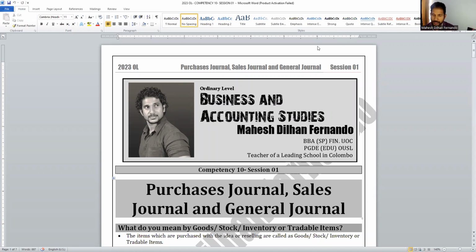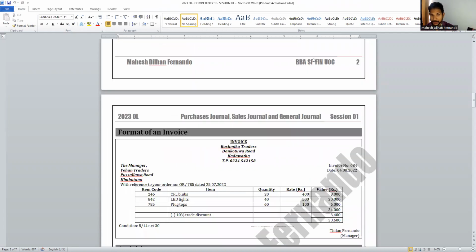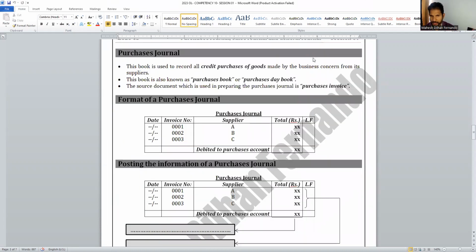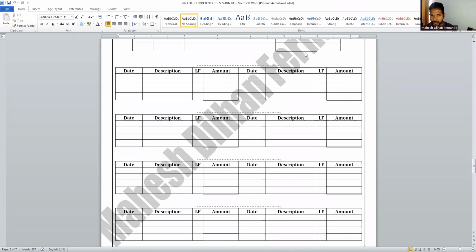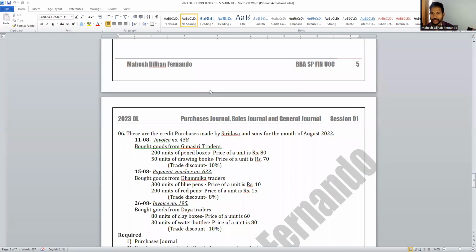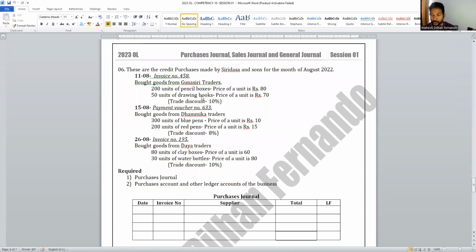Let me start with the last activity of the previous session, because some have sent me the answers for corrections, and some have not understood this activity. I told you very clearly that in the purchases journal, we can record only the credit purchases.